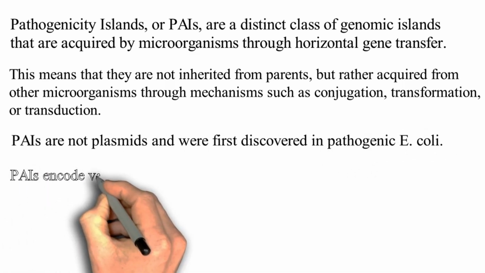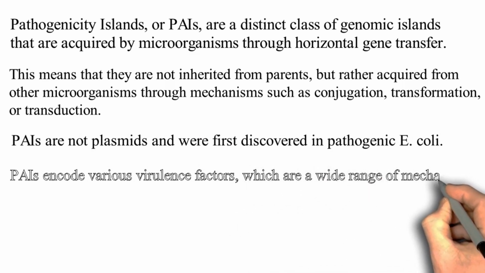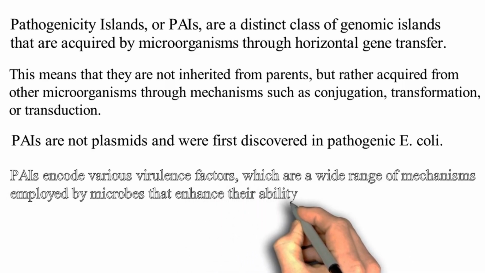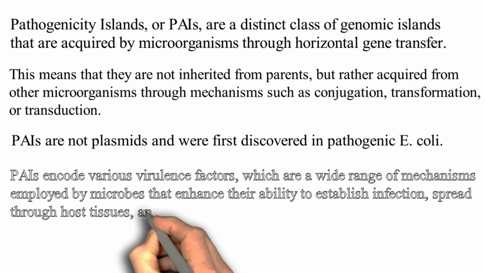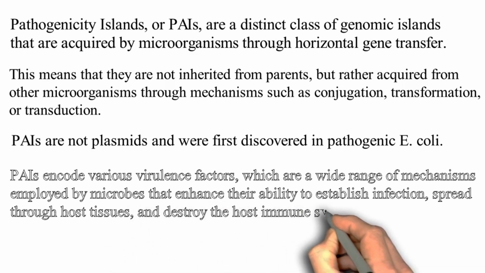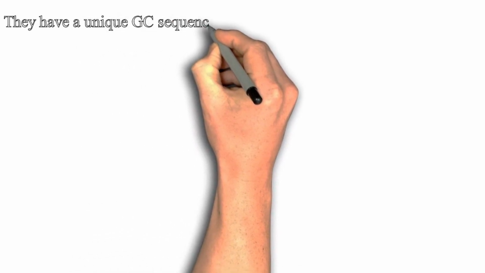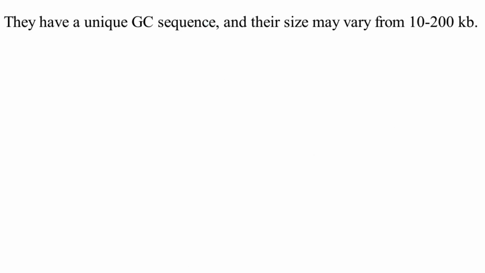PAIs encode various virulence factors, which are a wide range of mechanisms employed by microbes that enhance their ability to establish infection, spread through host tissues, and destroy the host immune system. They have a unique GC sequence, and their size may vary from 10 to 200 kilobase pairs.